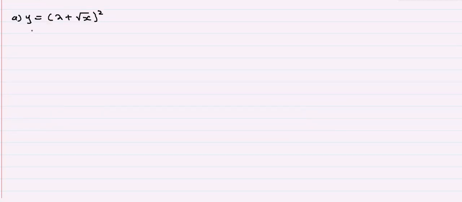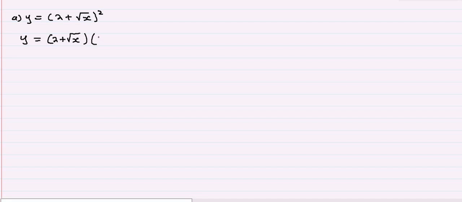Number 1 states the following. They said determine dy over dx if y equals (2 plus the root of x) all squared. I said if you are given brackets, you expand them before you find the derivative. Then you're going to say y equals 2 plus the root of x multiplied by 2 plus the root of x.